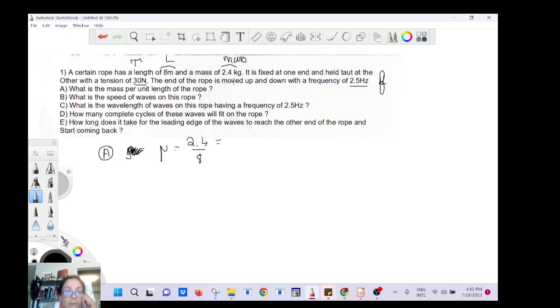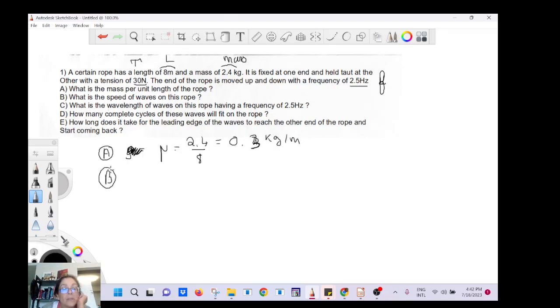Okay, so this is kilogram, that's meter, so it's good. And it's going to be 2.4 divided by 8 is going to be 0.4 kilogram per meters. Just kidding, it's 0.3 kilograms per meters. Okay, so that's for A.